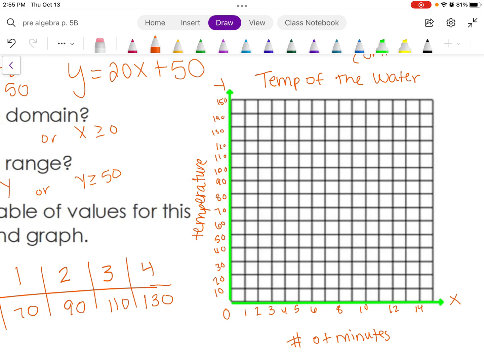All right, well now I can graph. So at 0 minutes, the temperature of the water was 50 degrees. After 1 minute, the temperature of the water was 70 degrees. After 2 minutes, it was 90 degrees. After 3 minutes, 110. After 4 minutes, 130. After 5 minutes, 150. Now remember we said temperature and time are both continuous, so we can connect these dots because we could figure out what the temperature is after a minute and a half if we wanted to.